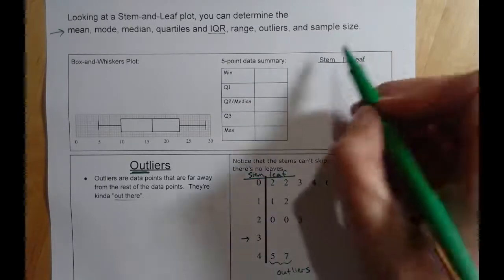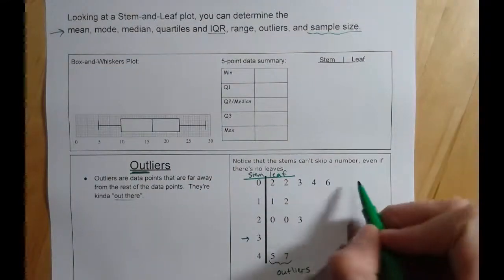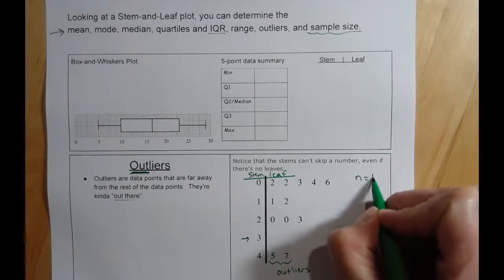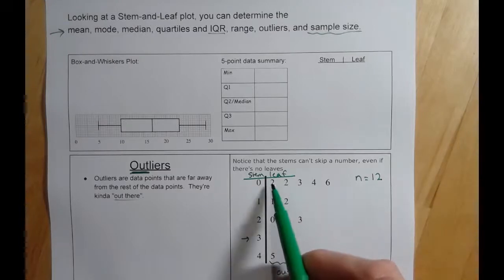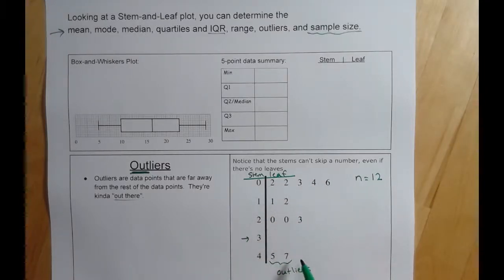So let's go ahead and figure out what the sample size is first. That's always n. What is n? How many data points do we have here? I'm going to have you go ahead and count yourself. Okay, I counted and I got 12, because we're going to count each leaf. 1, 2, 3, 4, 5, 6, 7, 8, 9, 10, 11, 12. So our sample size is 12.